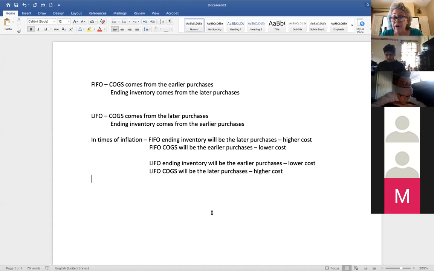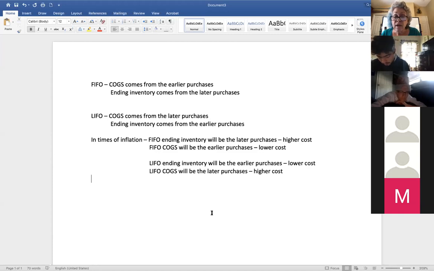In FIFO, your current costs are going to be in inventory and your lower cost in cost of goods sold. So it just depends on whether you believe a balance sheet approach or an income statement approach with regards to your inventory. But let's face it, the primary reason that companies choose LIFO is to reduce taxes.